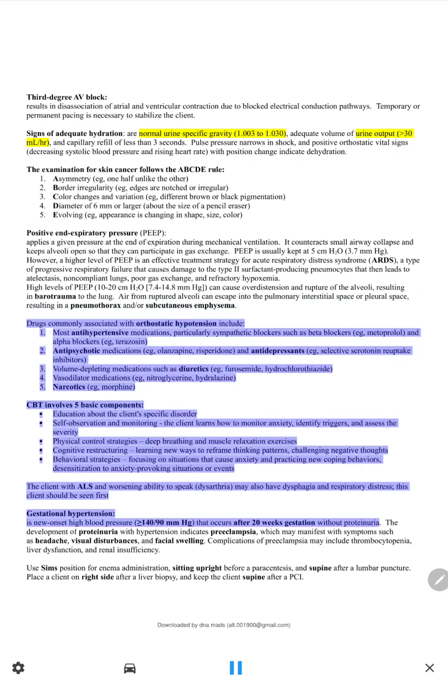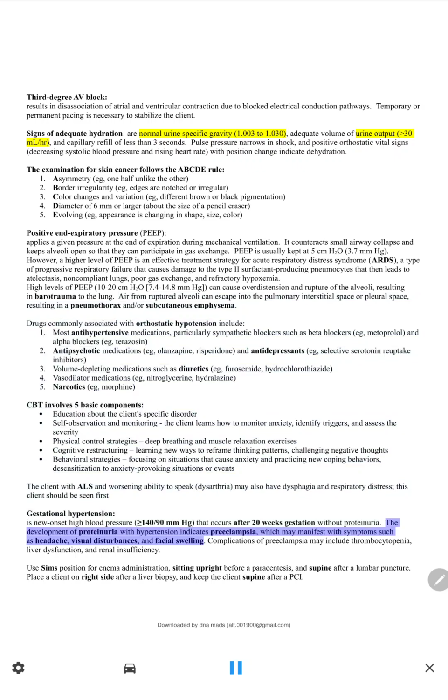Gestational hypertension is new onset high blood pressure, greater than or equal to 140/90 mm Hg, that occurs after 20 weeks gestation without proteinuria. The development of proteinuria with hypertension indicates preeclampsia, which may manifest with symptoms such as headache, visual disturbances, and facial swelling. Complications of preeclampsia may include thrombocytopenia, liver dysfunction, and renal insufficiency.